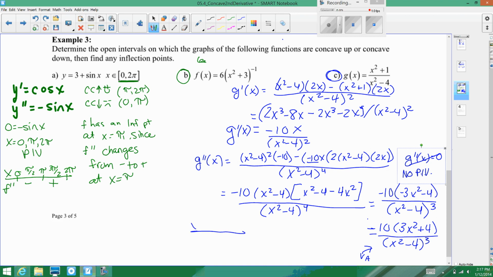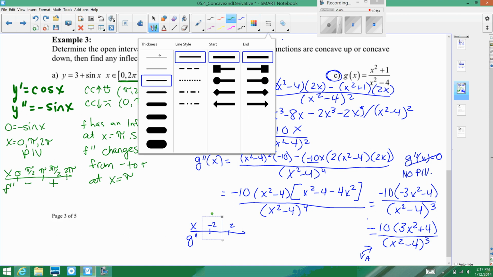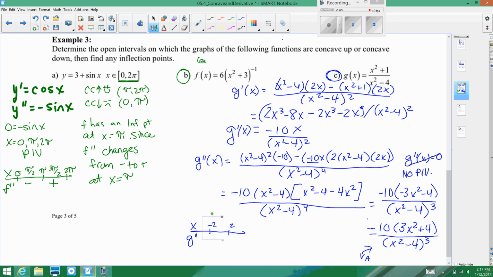All right, so we'll analyze our second derivative. So we have negative 2 and 2. Let's change the color here so it stands out a little more. Pick some numbers in between. Plug them in. All right, if we plug in 0 in the top, we're going to get a positive number. If we plug in 0 in the bottom, we're going to get a negative number. Okay, so with 3, positive on the top, positive on the bottom. With negative 3, positive on the top, positive on the bottom.